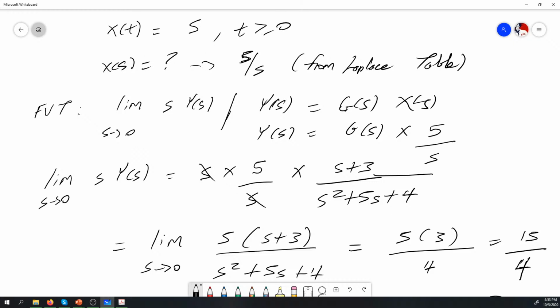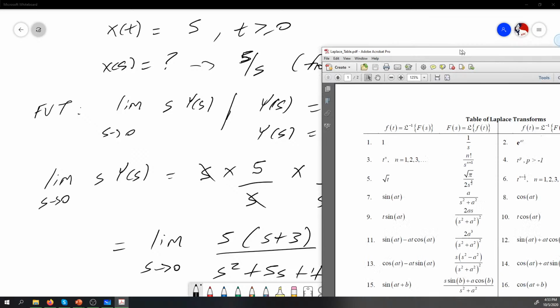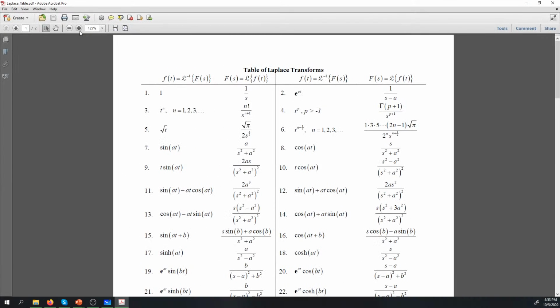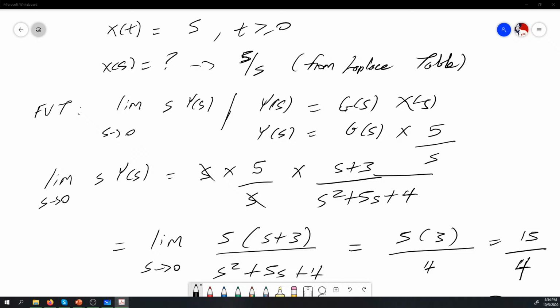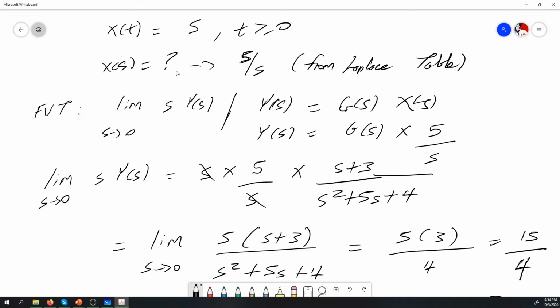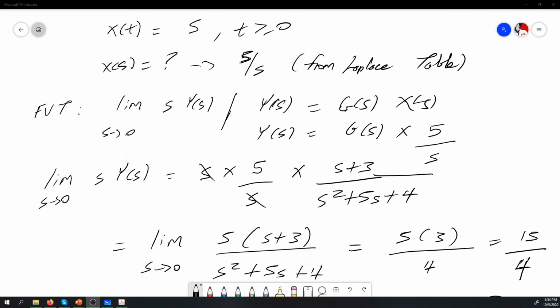So we need the Laplace transform table in order to obtain this. In looking at the Laplace transform table here, we see for any constant here being 1, the equivalent Laplace transform is going to be 1 divided by s. So if the constant here was 5, the equivalent Laplace transform will just be 5 divided by s accordingly. So that's how we obtain our X(s) signal here from x(t) being 5, which is 5 divided by s, from the Laplace transform table.